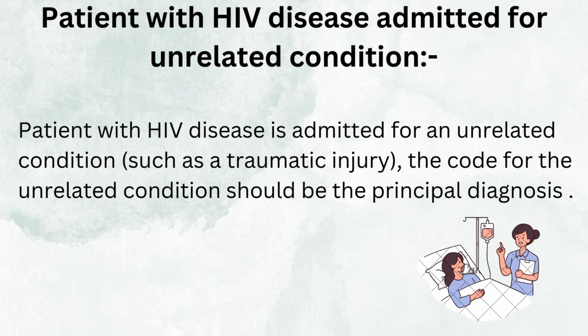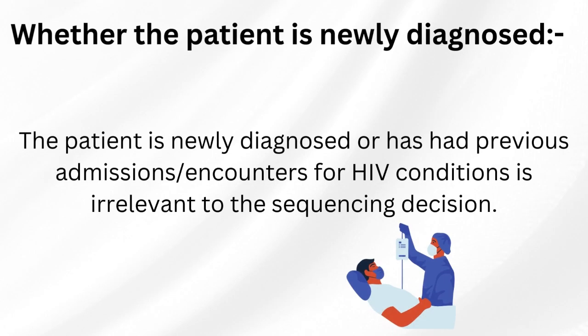Patient with HIV disease admitted for unrelated condition. If a patient with HIV disease is admitted for an unrelated condition, such as a traumatic injury, the code for the unrelated condition, e.g. the nature of injury code, should be the principal diagnosis. Whether the patient is newly diagnosed, or has had previous admissions or encounters for HIV conditions is irrelevant to the sequencing.